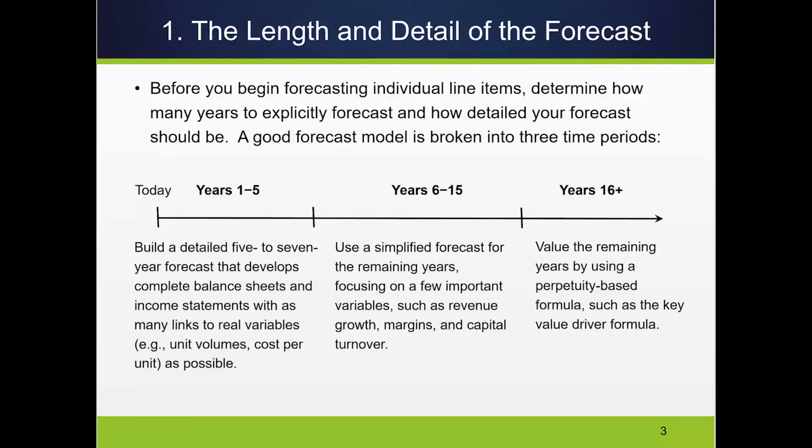Okay, so first we need to talk about the length and detail of the forecast. And again, I've already given you a brief overview, but for every individual firm, the breakdown of the forecast periods is going to be slightly different. But a good general rule of thumb is you want about 5 years, 5 to 7 maybe, of a very detailed forecast, down to as many links to real outcomes as you can.